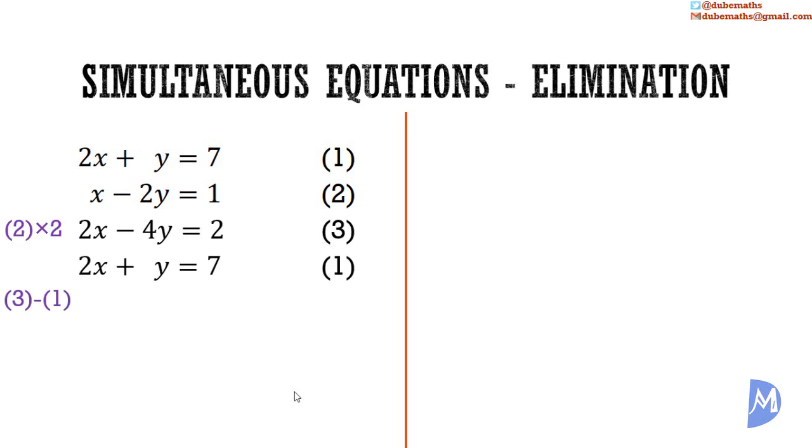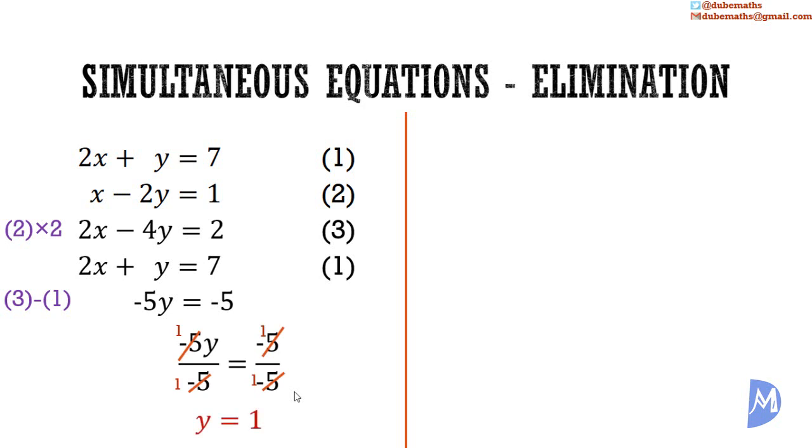2x subtract 2x is equal to 0. Negative 4y subtract y is equal to negative 5y. And 2 subtract 7 is equal to negative 5. Negative 5y is equal to negative 5 is a simple equation, and we know how to solve it. Dividing both sides by negative 5, negative 5 cancels to leave y on the left hand side, and negative 5 divided by negative 5 is equal to 1. y is equal to 1.